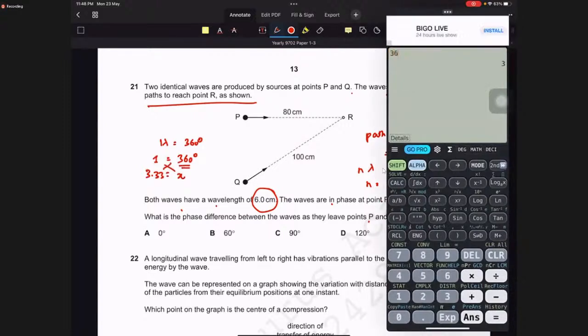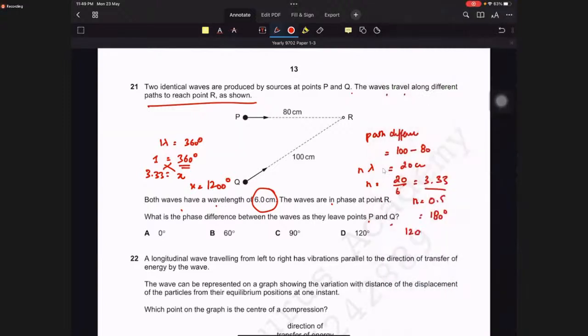See, that's 360 times 3.33. That's 198. No, that's not, should not be like that. 198 gives me like 1200 degrees. 1200 degrees doesn't make sense, right? Because it's not much of a difference here. Okay, let's try 1200 degrees. Why would it give me 1200 degrees?